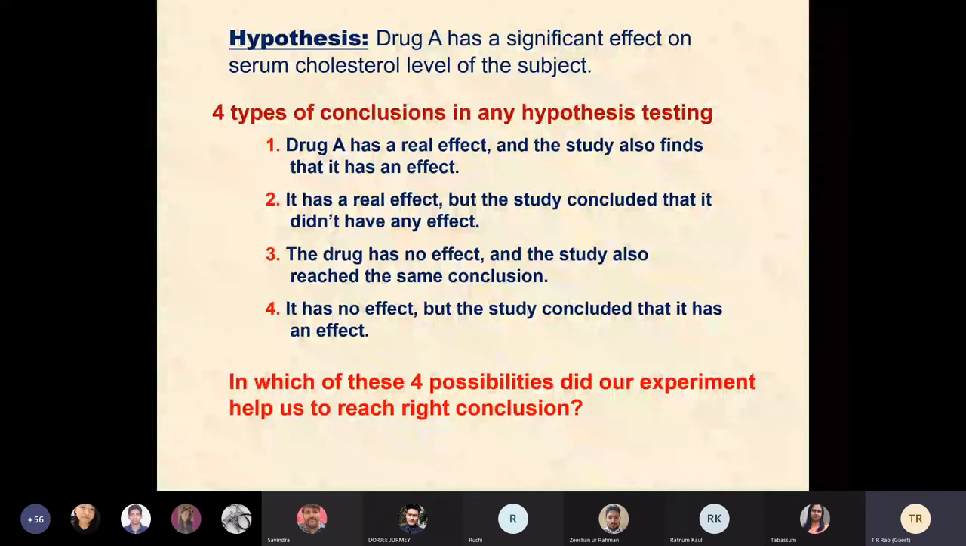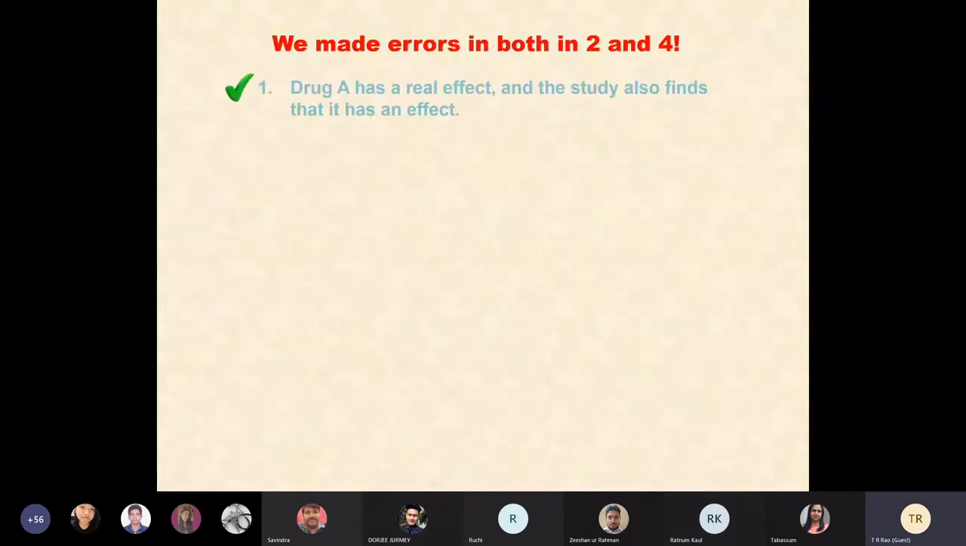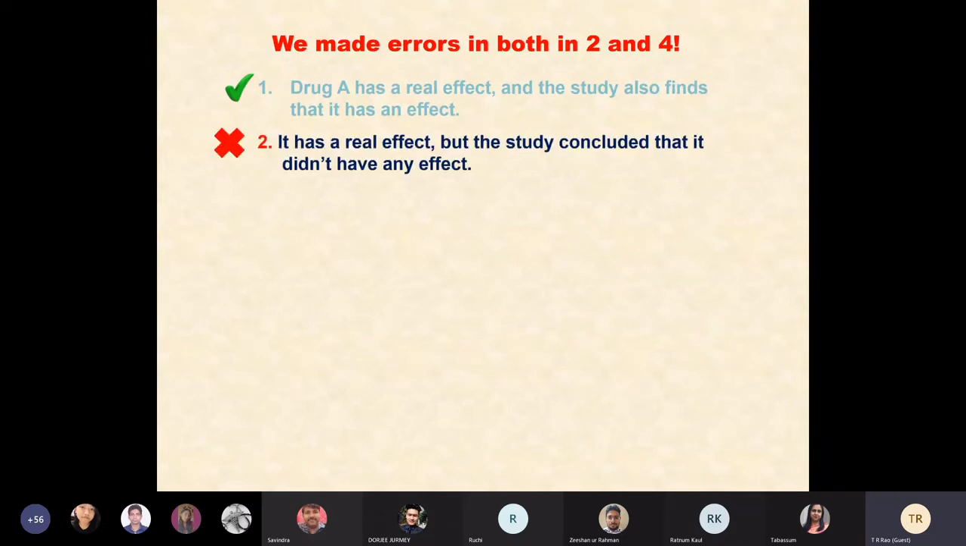So these are the 4 possibilities. Now let us carefully look at in which of these 4 we have reached the right conclusion. In the first, the drug has a real effect and we also found the same thing. In the third, it has no effect and we also concluded there is no effect. Right? How about conclusions 2 and 4? We made errors here. When it has a real effect, our study concluded that it didn't have any effect. We goofed.